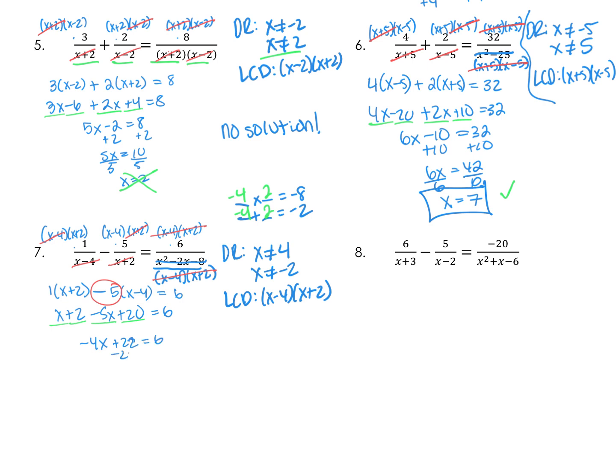And then subtract 22 from both sides, and we get -4x equals -16. Divide by -4, and we get x equals 4. Check that with our domain restrictions, and we have a problem. x cannot be 4, so this is not a solution, and since that's our only solution, then there is no solution.